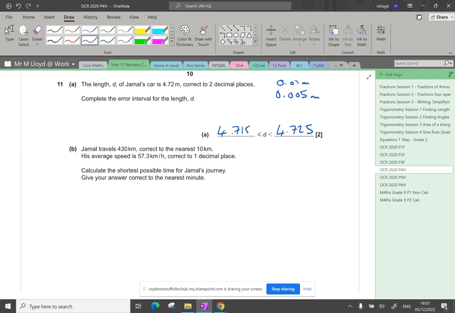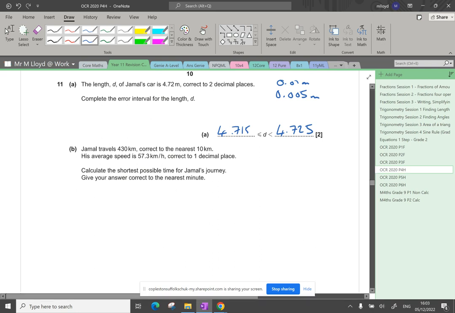Right, Jamal travels 430 kilometres, correct to the nearest 10 kilometres. His average speed, correct to 1 decimal place. Calculate the shortest possible time. So speed, distance, time. We've got the distance, we've got the speed. We're looking for the shortest possible time. So that means that we need the lower bound for the distance divided by the upper bound. So we want the smallest number divided by the biggest number in order to get this answer.